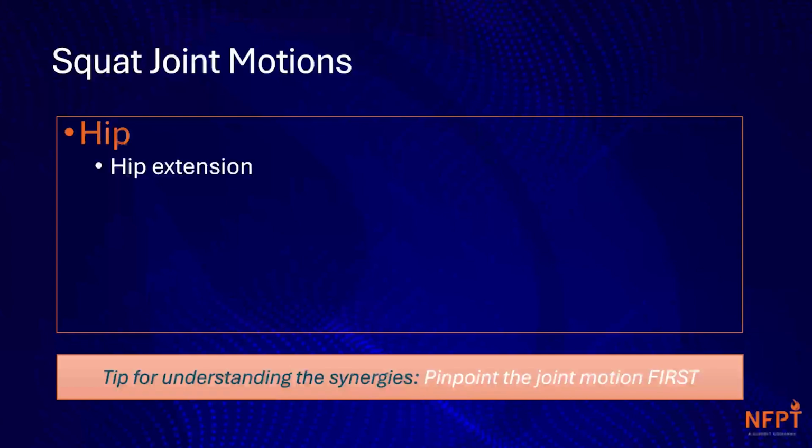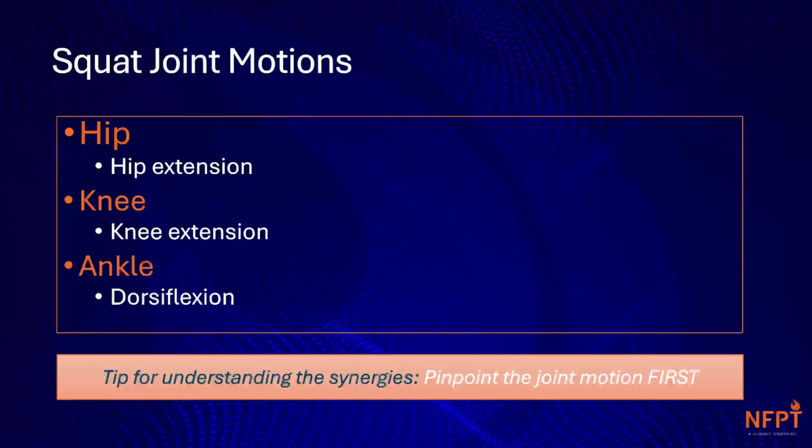First of all, we've got the hip. During a squat, when you are going from that squatting position to a standing position, you are moving into hip extension. So the upper leg is moving towards the back of the body. And then at the knee, you're going into knee extension, from knee flexion to knee extension.